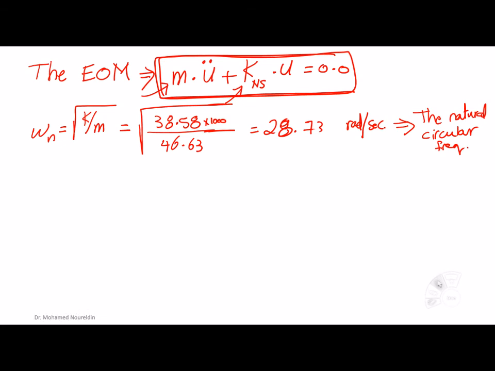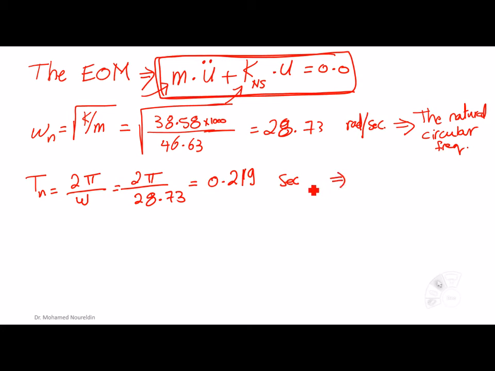Then for Tn, which is the natural period, it is going to be 2 pi over omega, and it equals 2 pi over this omega that we have obtained shortly. This is 28.73, and this equals 0.219 second. And this is what we call the natural period.